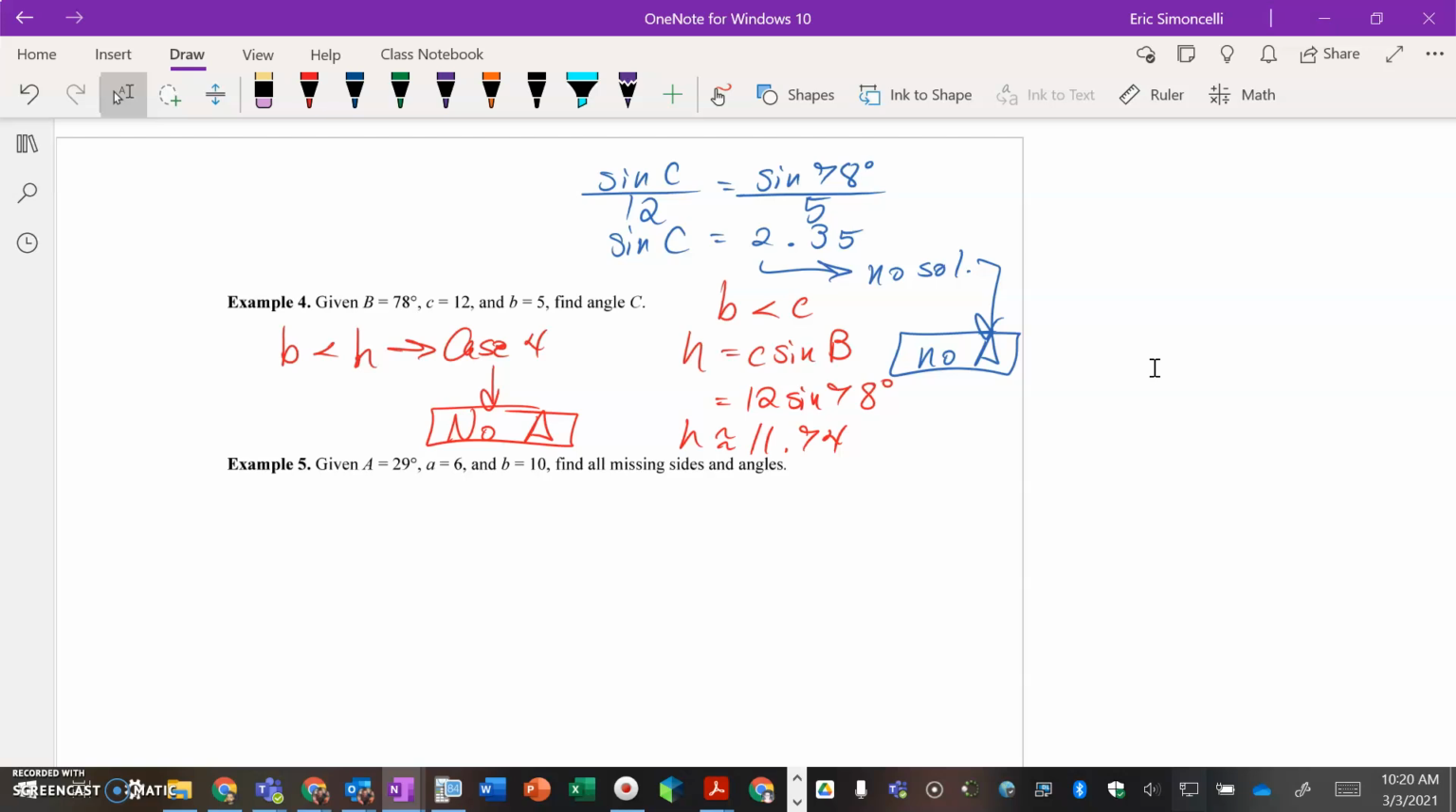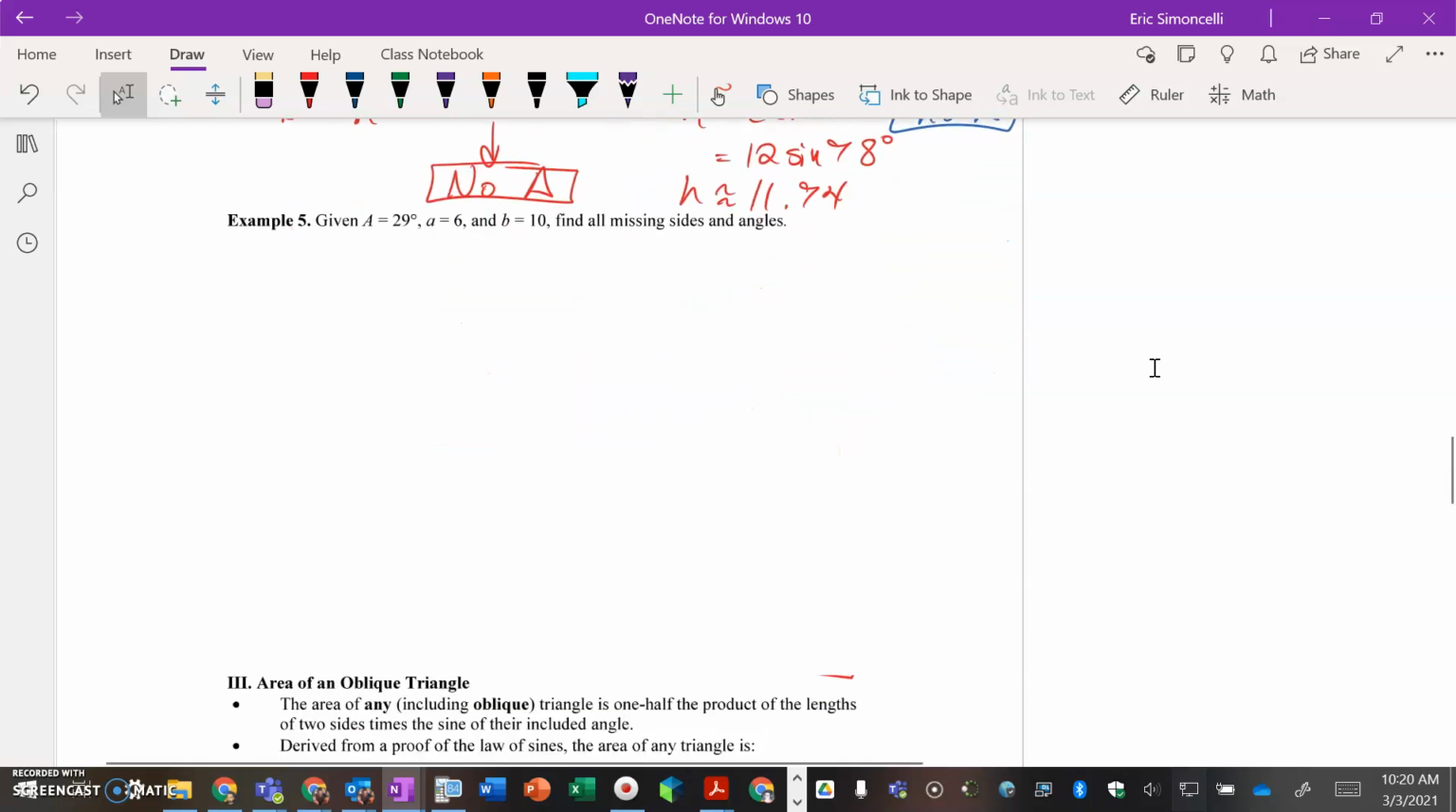Okay, example 5. So this is the ambiguous case. I'll just tell you now before we get started, but really why I think is a good thing to denote as we begin. So first it's giving you that angle A is 29 degrees, side A is 6, and side B is 10.